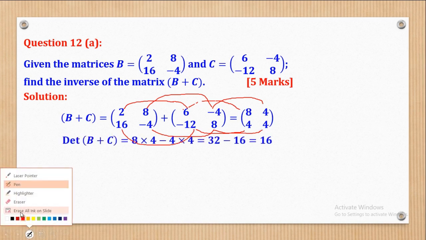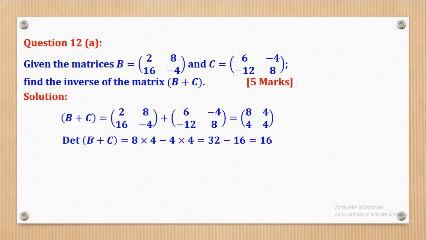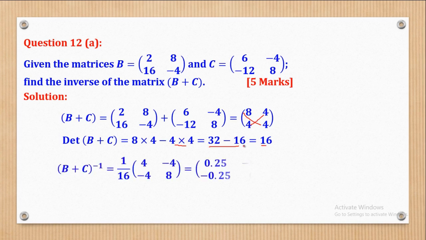Okay, so now that we have known that, we shall go to get the determinant. Determinant of B plus C will be equal to major diagonal minus minor diagonal. So major diagonal will be 8 times 4, which is that, minus the minor diagonal, which is 4 times 4, which is this. So when I subtract the two, I'll come up with 32 minus 16, which is equal to 16.